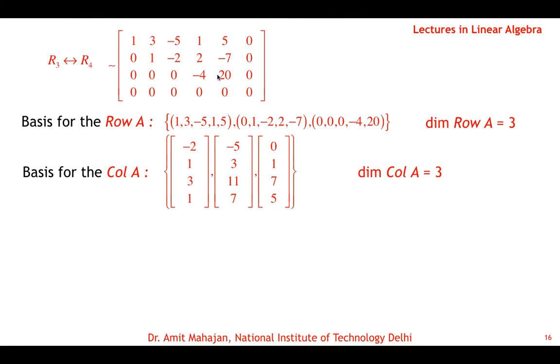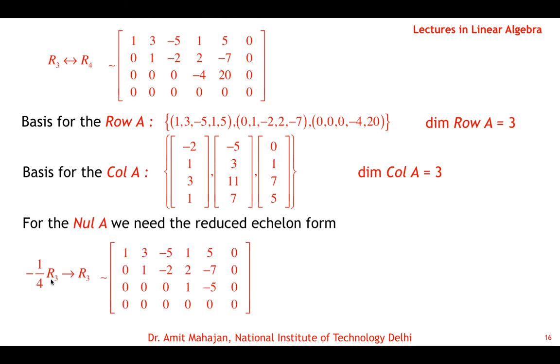Divide the third row by minus 4 to make this element 1, and then use that to make these two elements 0. Now use this element to make the above two elements 0, because in reduced equivalent form, in pivot columns the pivot elements are the only non-zero elements.